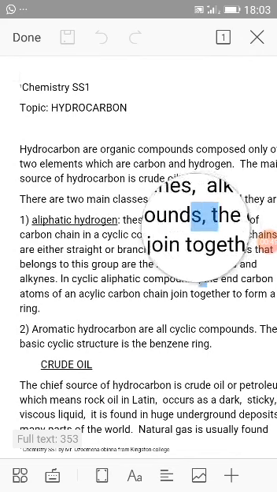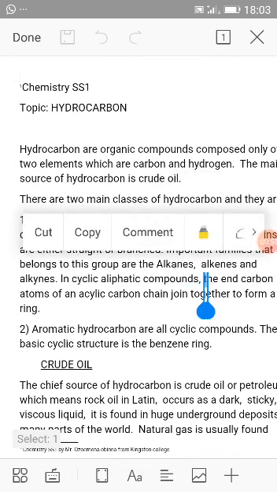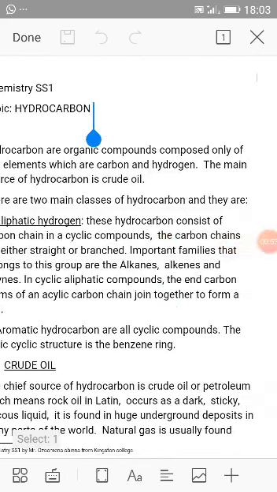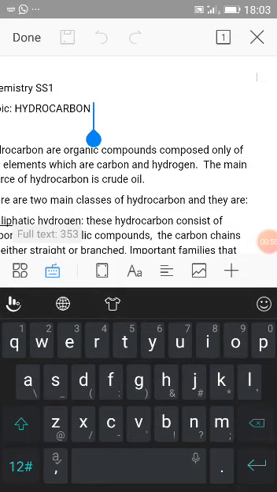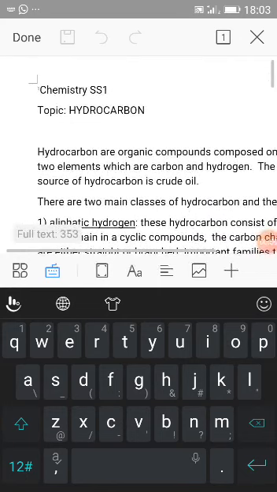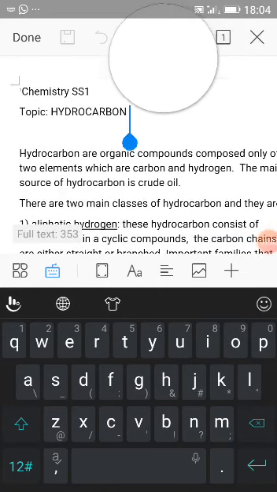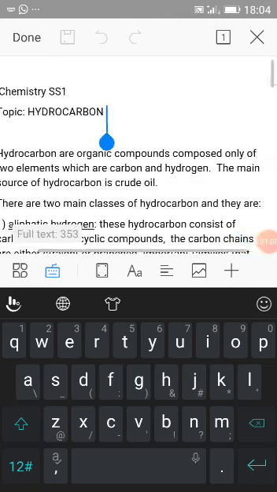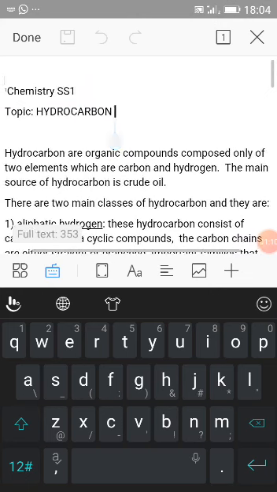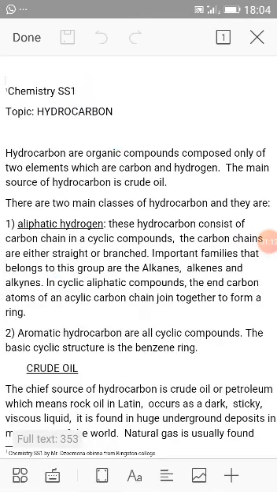Now, our consideration today is something that is common. It's something that you will do, maybe not now, but later, in a major sphere. For now, we want to introduce the topic. The topic is still under carbon, and the title of the topic is hydrocarbon.